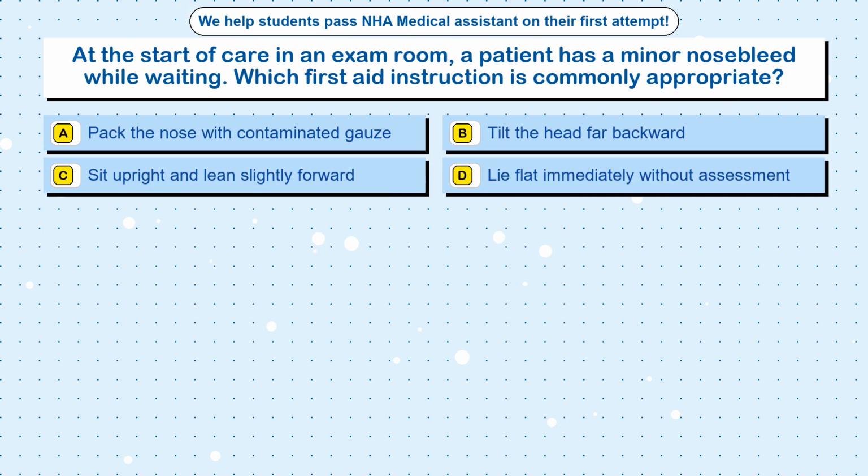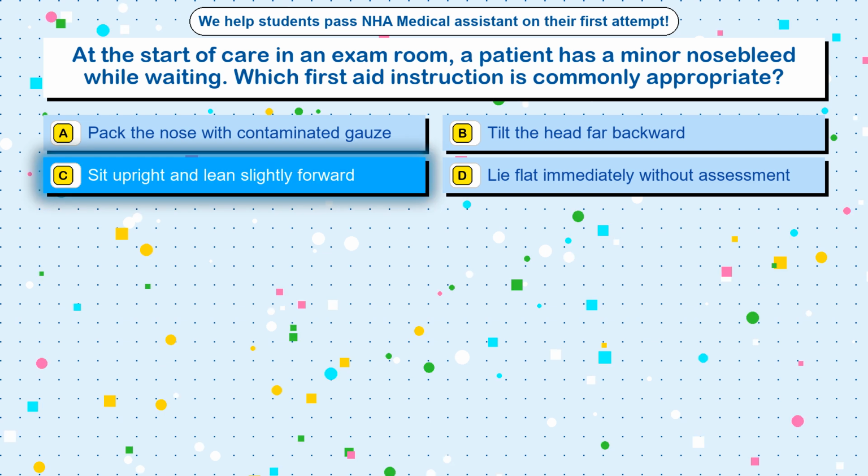Question 4. At the start of care in an exam room, a patient has a minor nosebleed while waiting. Which first aid instruction is commonly appropriate? Option A. Pack the nose with contaminated gauze. Option B. Tilt the head far backward. Option C. Sit upright and lean slightly forward. Option D. Lie flat immediately without assessment. The correct answer is option C.